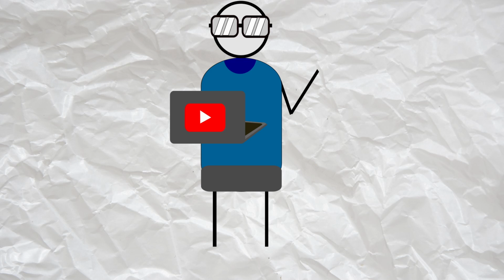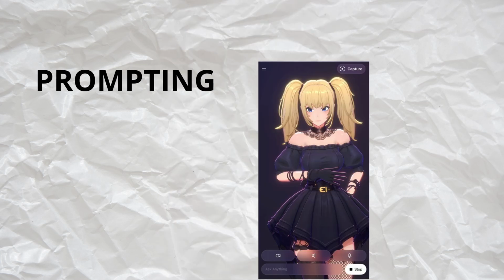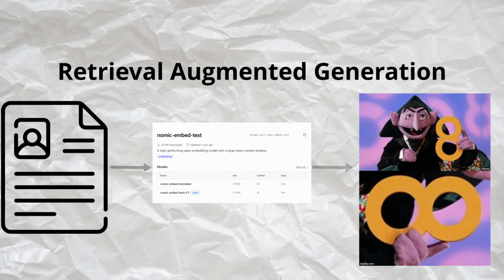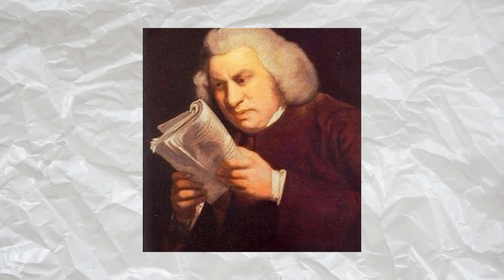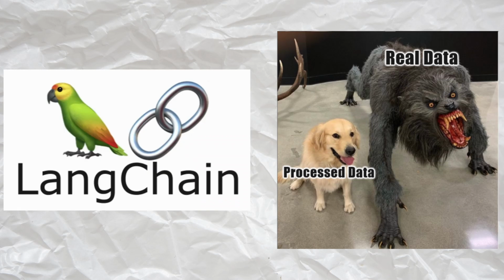Next, I need to pick how the LLM will use the data. I could use either prompting or retrieval augmented generation. Prompting means that I can just tell the LLM to act a certain way, like pretend to be an AI girlfriend. Or I can go with retrieval augmented generation, which essentially means I use another LLM, like the Nomic embed text, to convert the text to numbers. This will let the LLM read my resume and get a better understanding of the context. I'll start off with prompting because it's easier to debug, after which I'll use LangChain to properly format the data.